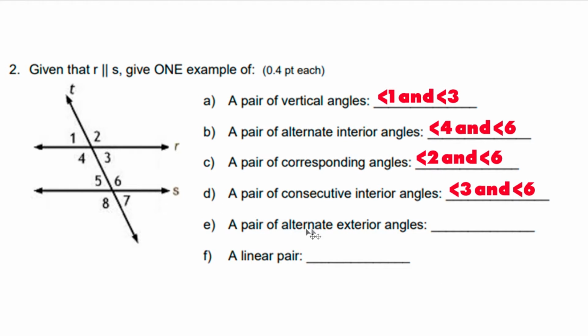A pair of alternate exterior angles. It could be angle 1 and angle 7. These two, angle 1 and angle 7, right here. And finally, a linear pair. I'm just gonna go right ahead and choose angle 8 and angle 7. For linear pair, angle 8 and angle 7. Okay, this is the second question.